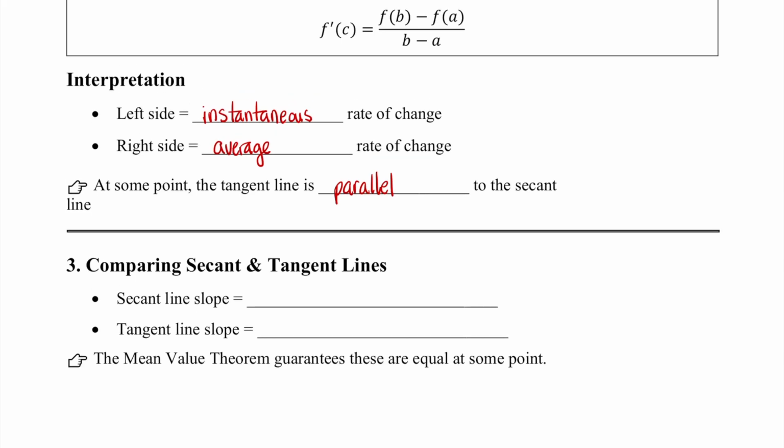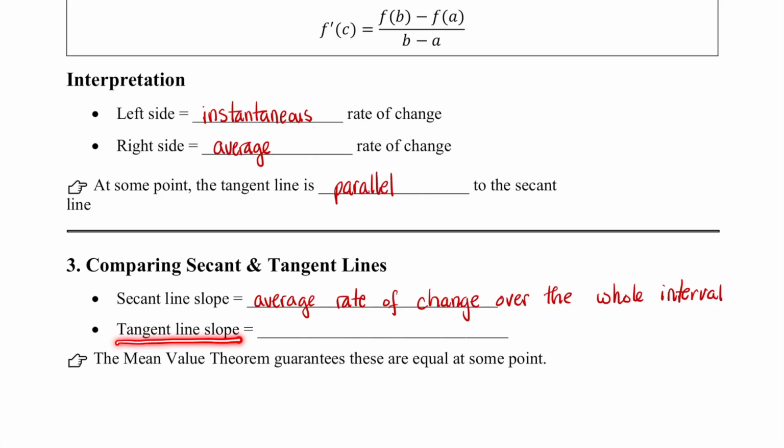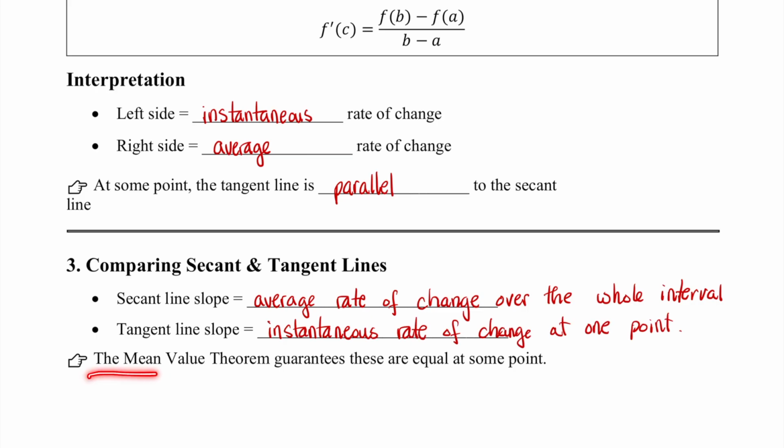Let's compare the two ideas clearly. The secant line slope is the average rate of change over the whole interval. The tangent line slope is the instantaneous rate of change at one point. And the mean value theorem guarantees that these two slopes are equal at least once.